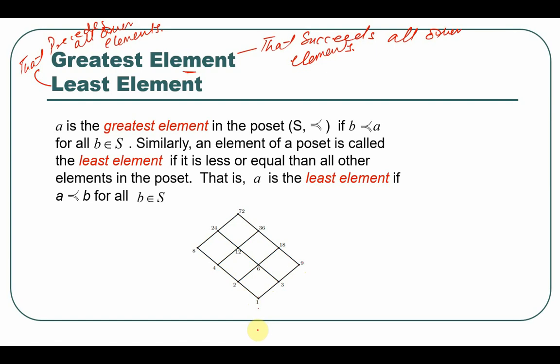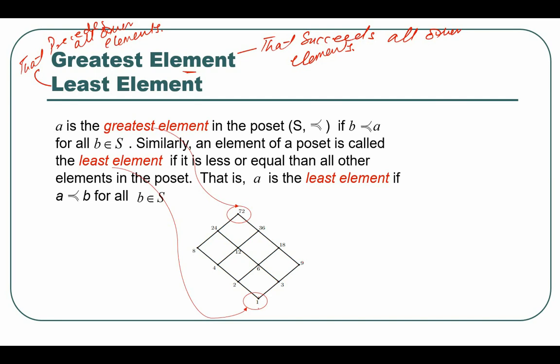So, 1 is the predecessor of all the other elements. In fact, 1 is also related to 1 itself. If I take a particular element, 1 precedes 1 and 1 succeeds 1, as it is a reflexive relation. So, I have the element 1 which is preceding all other elements, and similarly I have the element 72 that is succeeding all other elements. So, 1 becomes the least element, and 72 becomes the greatest element.